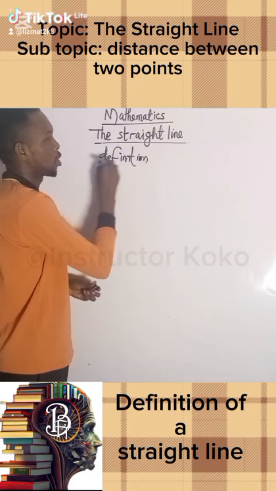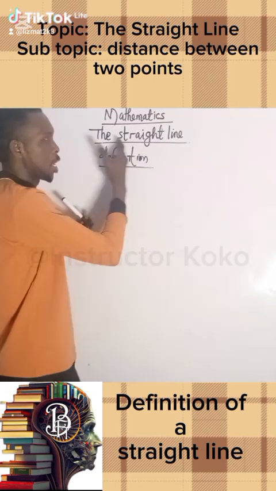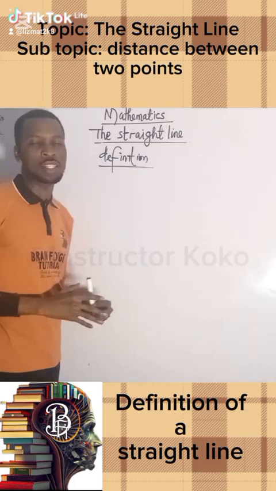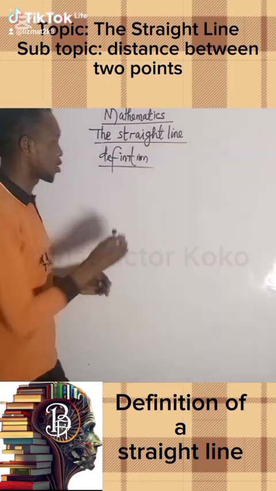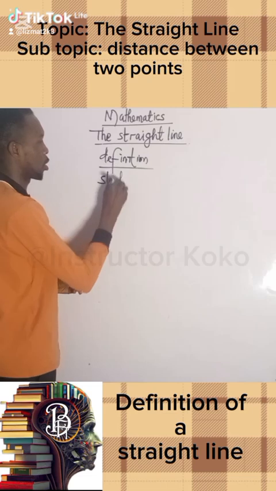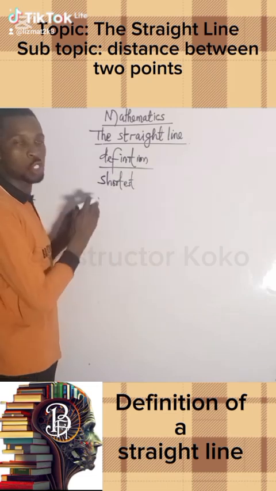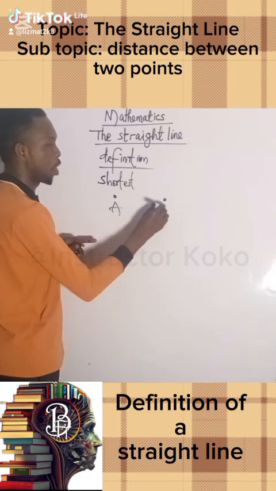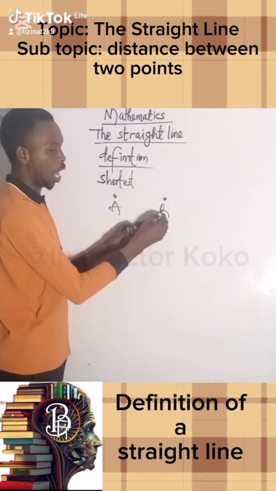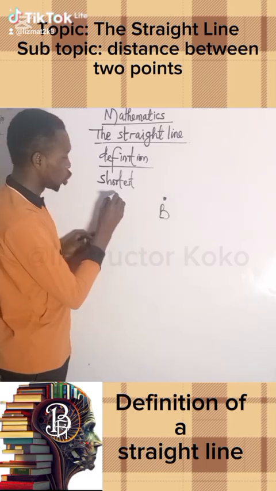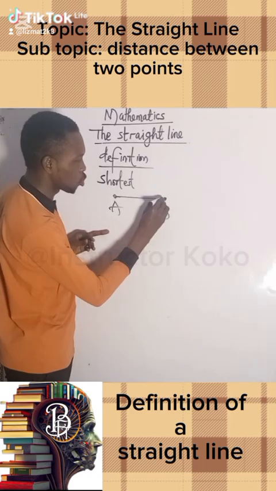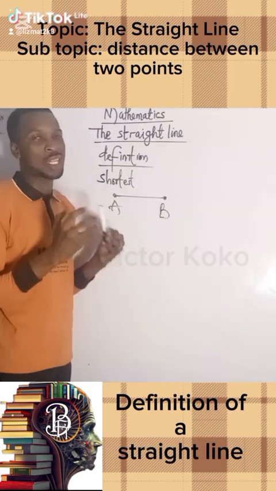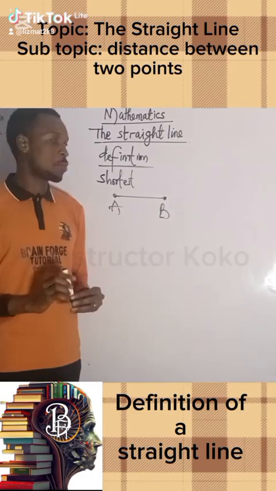So by definition, what is a straight line? A straight line can be simply defined as the shortest distance between 2 points. So when you have point A as well as point B, the shortest distance from here to here is what we can simply define as a straight line. That's just the layman definition.